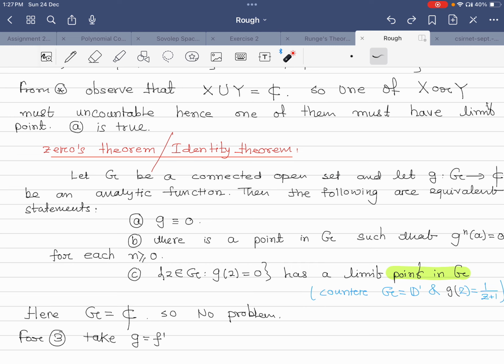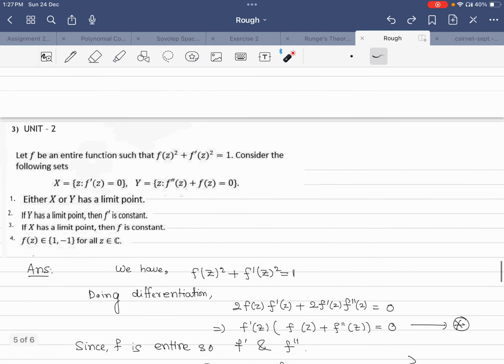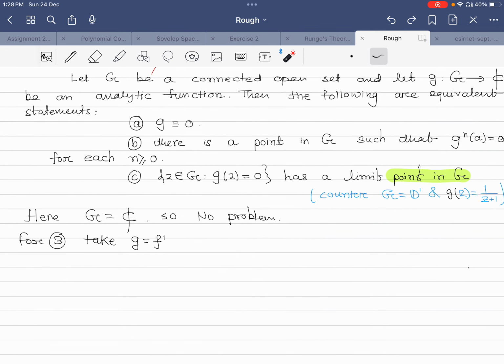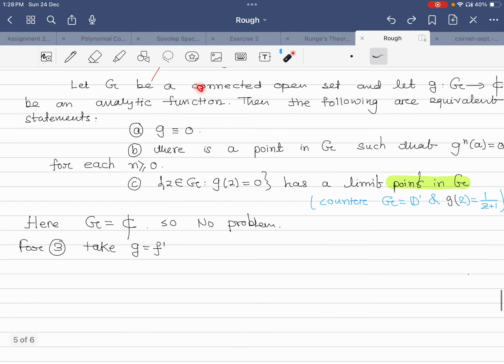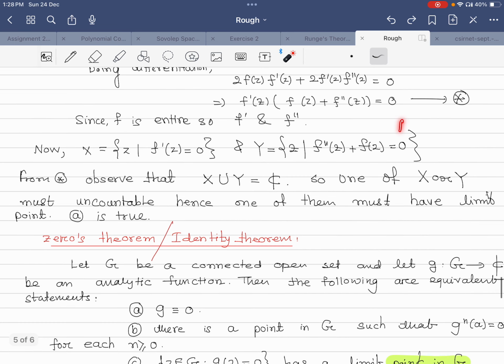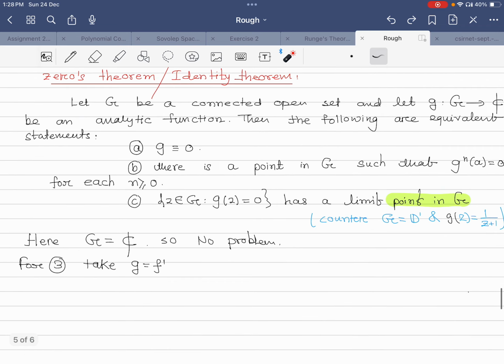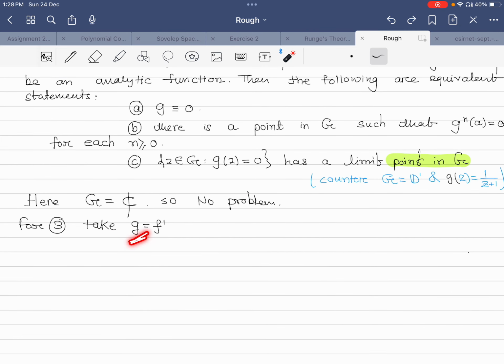Okay. Here we have G equal to C. For our question, we have the full domain, right? Entire function, so we have no problem here. We don't have to think about connectedness and all that. So it is connected. So for option 3, what the option says is, if X has a limit point, then f is constant. So X is the zero set of g, where g is f prime here.